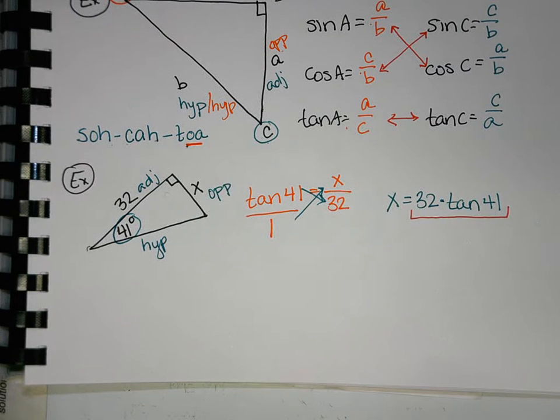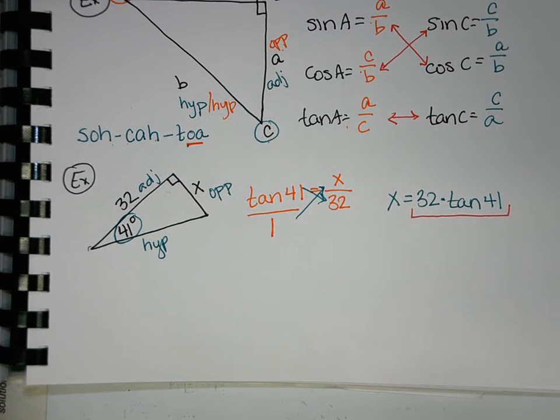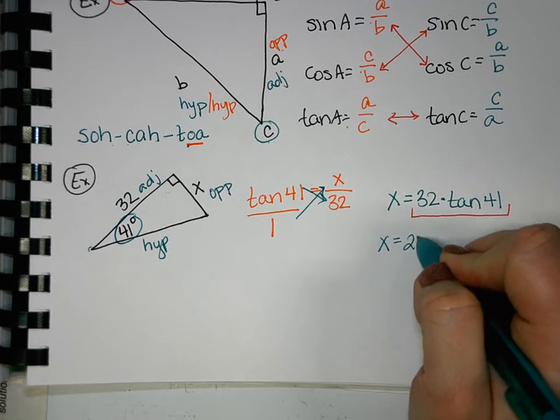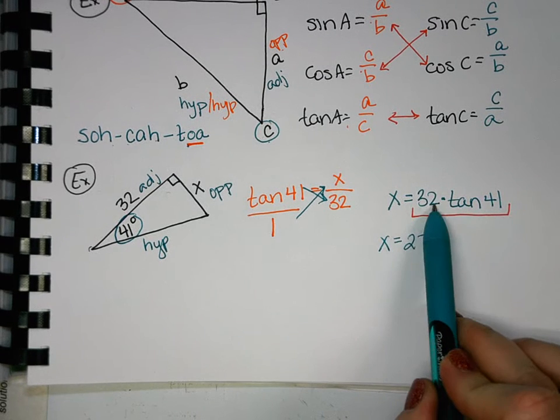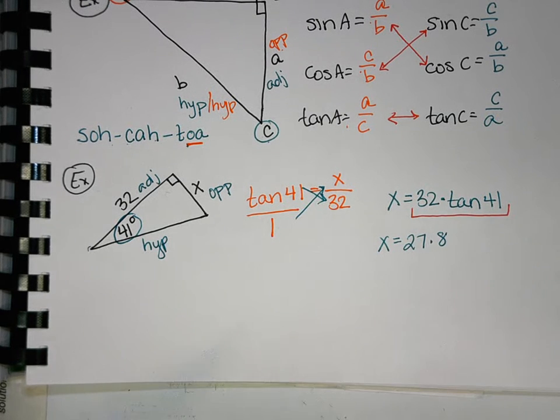So how do you type this in? Once you get it here, we're just going to type it in exactly like you see it. So 32 times, hit the tan button, 41, equals. Tell me what you're getting as an answer. 27.8. So you're going to type in 32 times, hit the tangent button, and then type in 41. It should be above your parentheses.